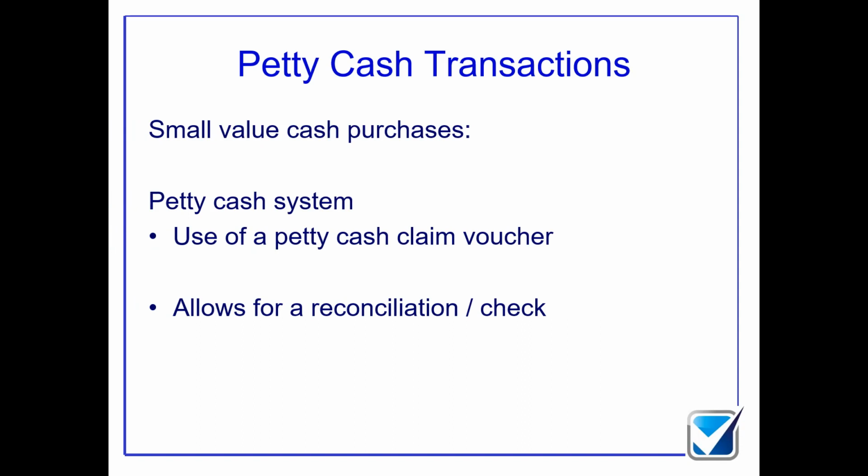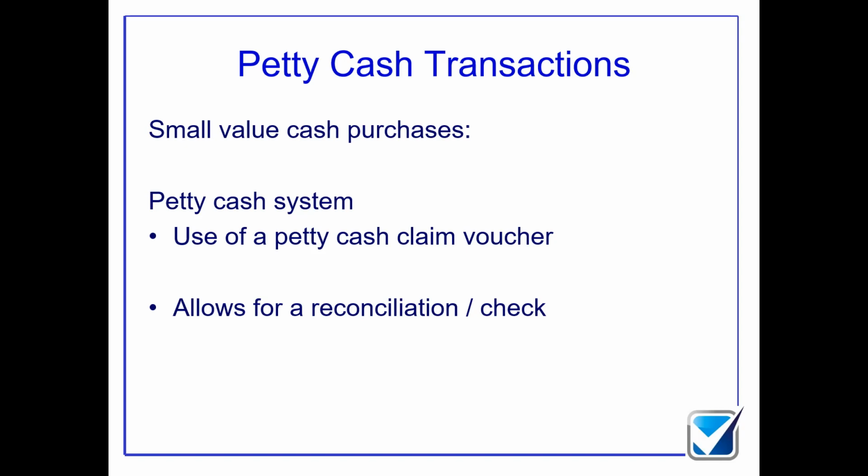Now, I did say we were going to look at petty cash transactions in a little bit more detail. And what we have within the petty cash transaction system is only small value cash transactions. And they tend to be cash purchases. So if you need to go and buy some milk to have a cup of tea, if you need to buy some biscuits to make sure you can have something to eat with your cup of tea, then that will be a small value transaction that will normally be paid for from petty cash. What will happen is, as you take money out of petty cash, you will complete a petty cash claim voucher.